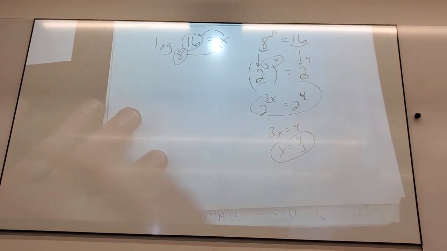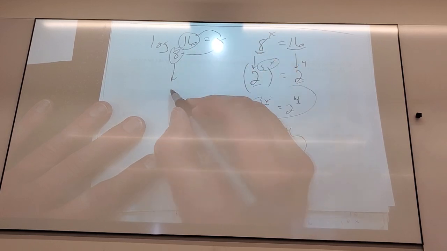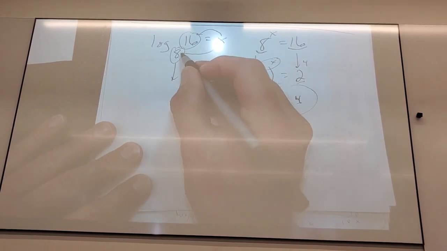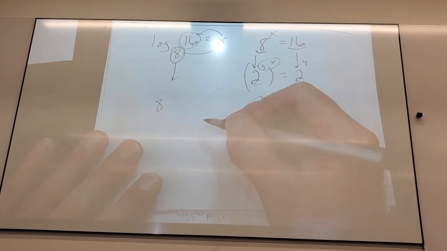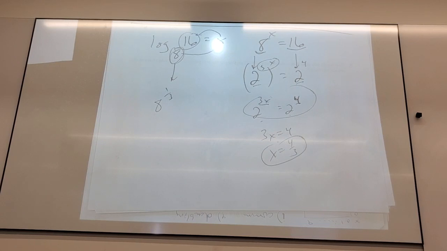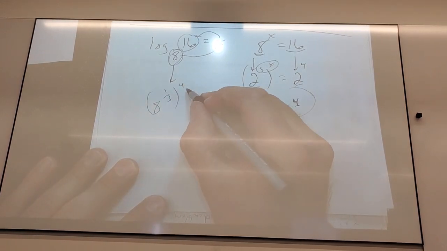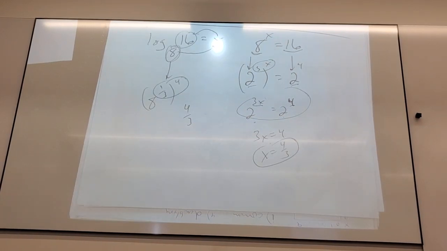Now, the other way, real quick, I just wanna show you the way that I think Philip and I both probably do it. What do I have to do to 8 to make it become 2? What power does it need? 1/3. So if I cut 8 into 3 parts, I'll get 2. And then how many of those do I need to make 16? 4. So I need 4 of these to make 16. So what power do I need? 4/3 power. Same answer, different way.